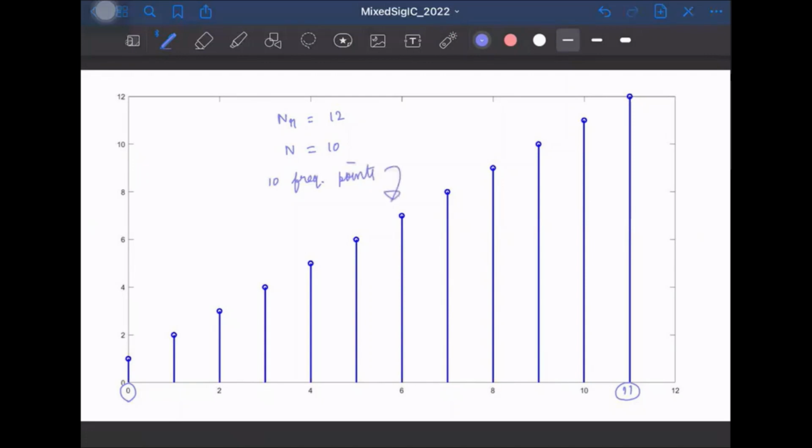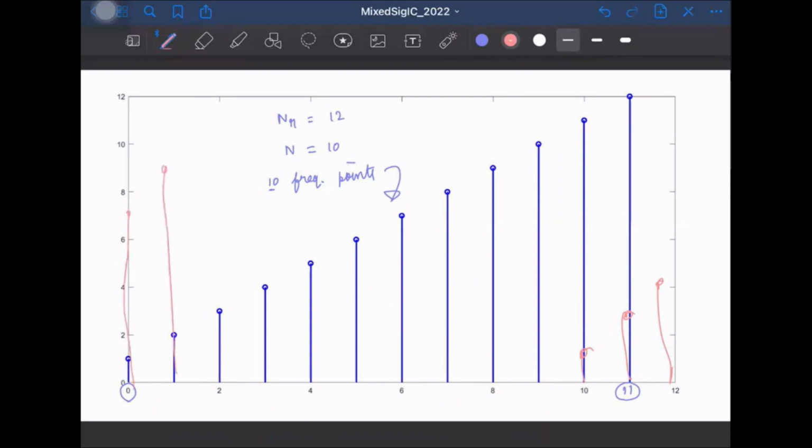Okay, and what do we expect? Well, there should be periodicity after 10 samples. So the same ramp should get repeated after 10 samples. So here I'll have this ramp going like this. So similarly, I'll have the last two samples, something like this, right?